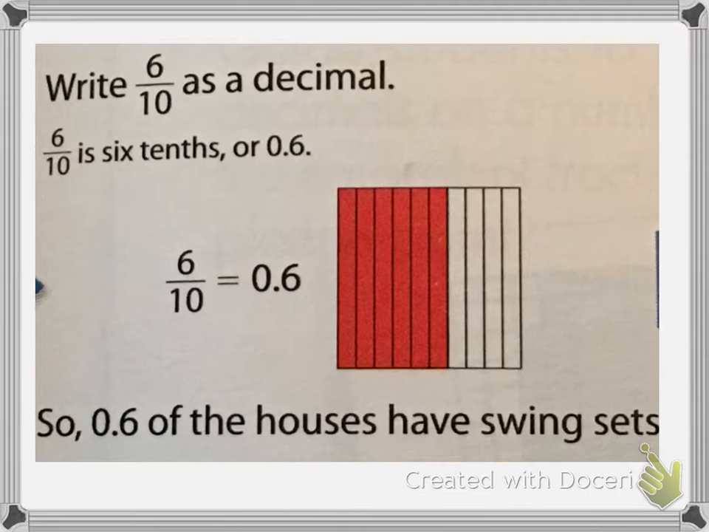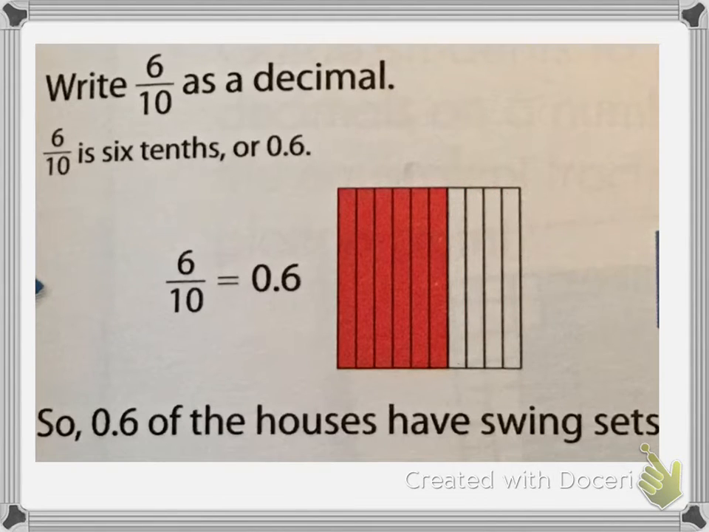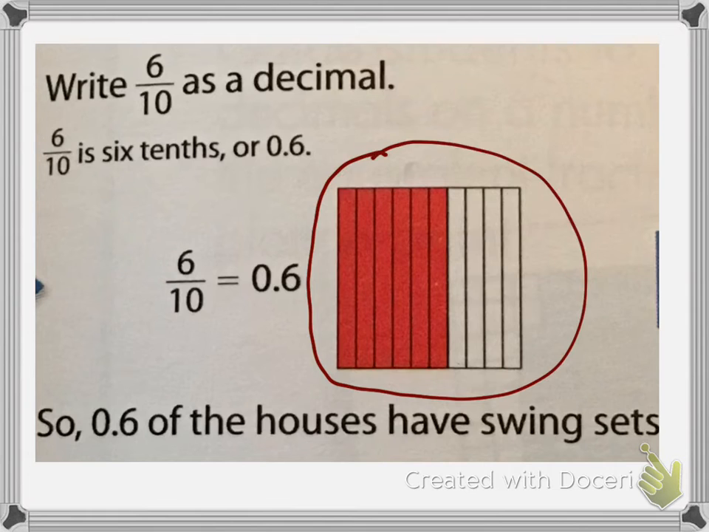If everybody had swings, all of this would be colored in, because that would represent 10/10, a whole. But not everybody has a swing set in their backyard. So this model represents, it's broken up into tenths, and only 6 out of the 10 are shaded in.